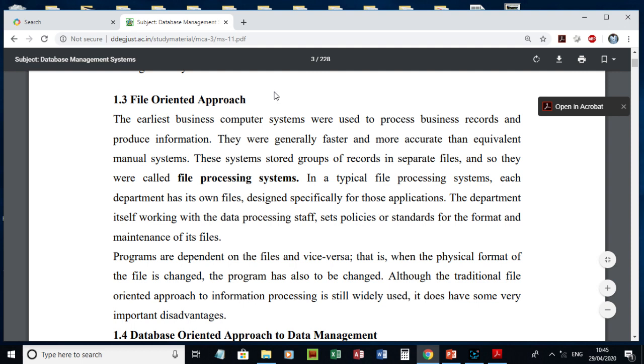Remember, these are independent records, separate files. So a student file, course file, prerequisite file, and then what again? Scores file. Alright, that is it. So separate files. And so they were called file processing systems. They were called what? File processing systems.